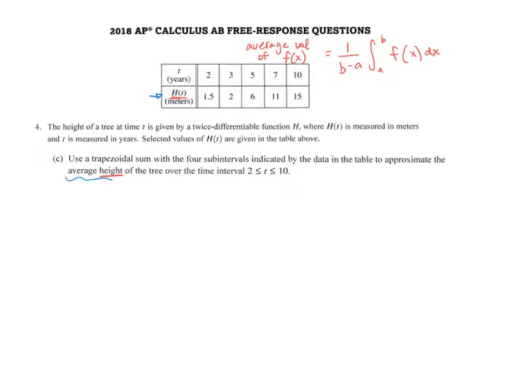We're going to come down here and say from 2 to 10, so that's going to be 1 over b minus a. Well, there's a, there's b, so 1 over 10 minus 2 times the integral from 2 to 10 of h of t dt. Now this says that we're going to be using a trapezoidal sum to approximate this. So what that means is this integral is going to be approximated using a trapezoidal sum.